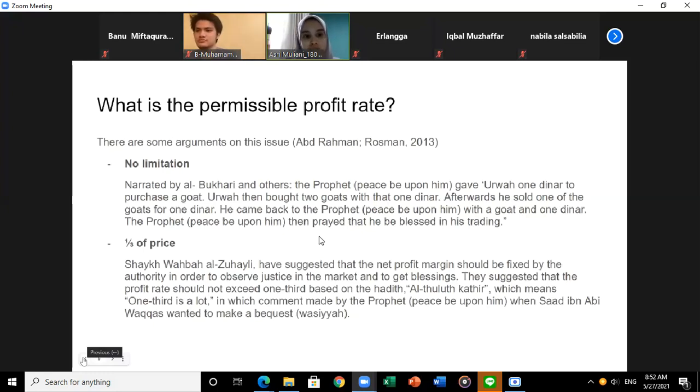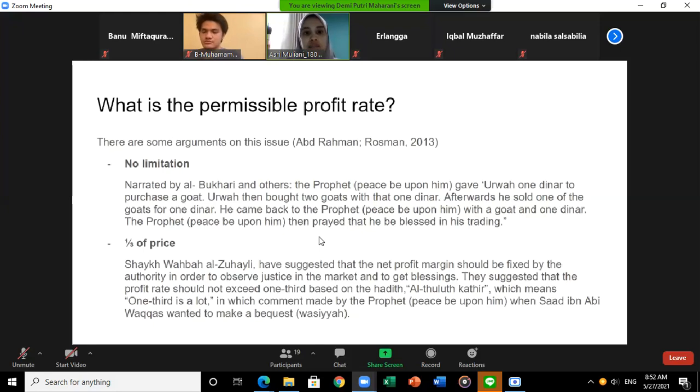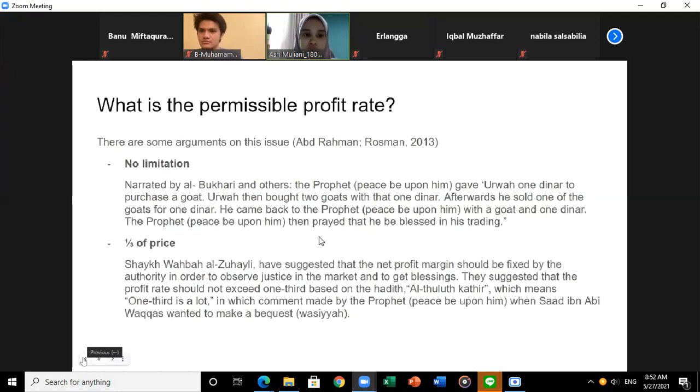Prophet, peace be upon him, gave Urwah 1 dinar to purchase a goat. Urwah then bought 2 goats with that 1 dinar. Afterward, he sold one of the goats for 1 dinar. He came back to the Prophet with a goat and 1 dinar.